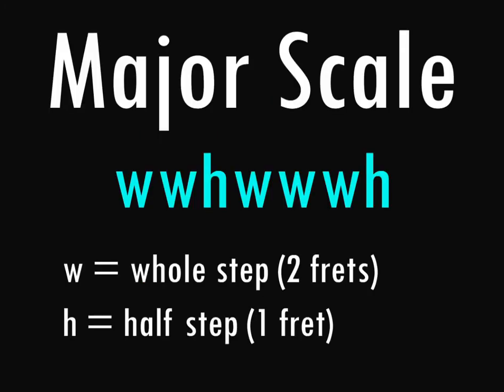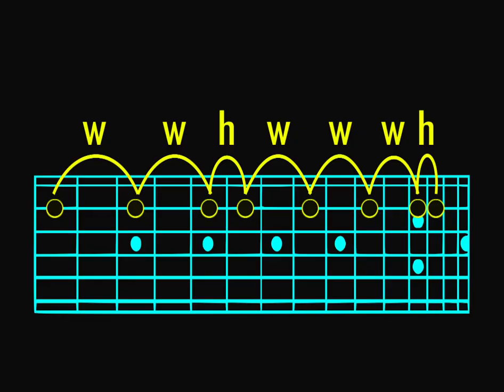Before going over how to build a major triad, we need to look at the major scale. The major scale follows the following pattern: whole, whole, half, whole, whole, whole, half. And on guitar, it looks like this. A whole step is equal to 2 frets, and a half step is equal to 1 fret.